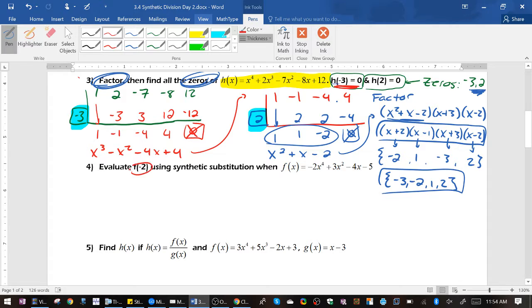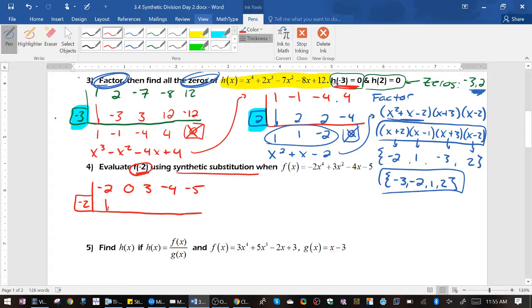They said evaluate f of negative 2 using synthetic substitution. Okay, so when I do this problem, they are giving me what to use. They're telling me find f of negative 2, so I'm going to use negative 2 in my box. When I'm looking at the coefficients, if you notice, I'm missing a cubic. I see x to the 4th, but I don't see x cubed. So we've got to remember to put our 0 in there. So negative 2, 0, 3, negative 4, and negative 5.